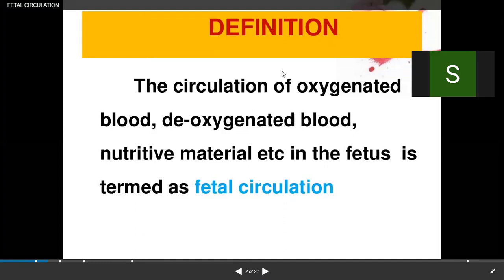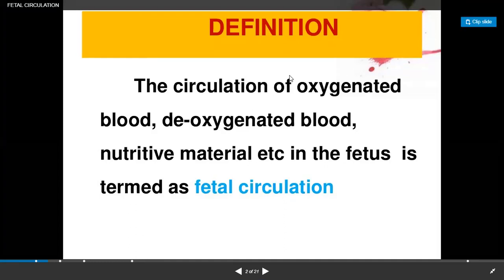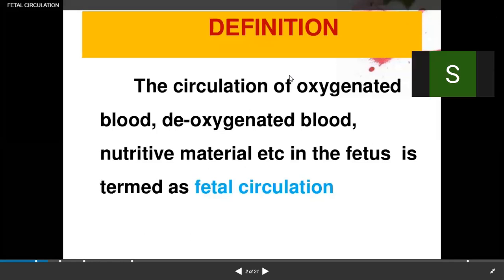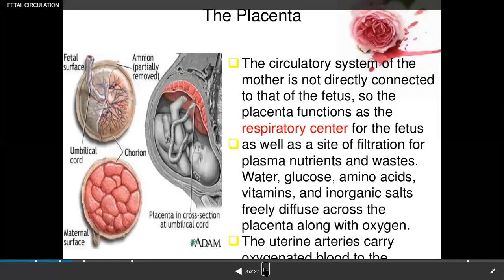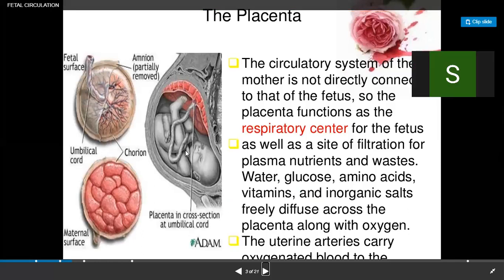So it is important to know that whatever nutrients are required by the fetus are supplied by the mother, going from mother to fetus, and whatever waste products are removed from the fetus go to the mother. That is what we see here. Before this, the placenta is important, along with the structure called the umbilical cord, and from here it goes into the fetus.